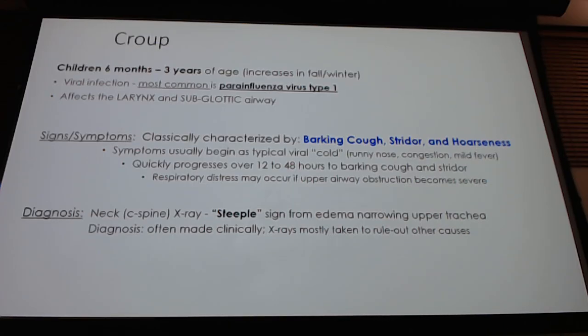So classically, barking, seal-like. Does anybody have a kid that's ever had croup? It's a weird sound. It's very loud, a very unique sound when kids have croup. It's going to affect the larynx and the subglottic area. So again, as we're moving down anatomically, we started with the epiglottis, now we're moving down to the larynx and subglottic airway. So it's going to create some noises. It's going to affect voice.